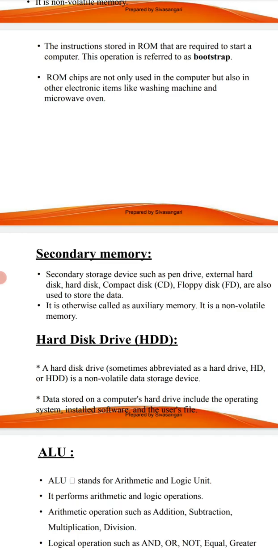Next one is hard disk drive. Hard disk drive is abbreviated as hard drive, HD or HDD. It is also a non-volatile data storage device. Data stored on a computer's hard drive includes the operating system, installed software and the user's files.